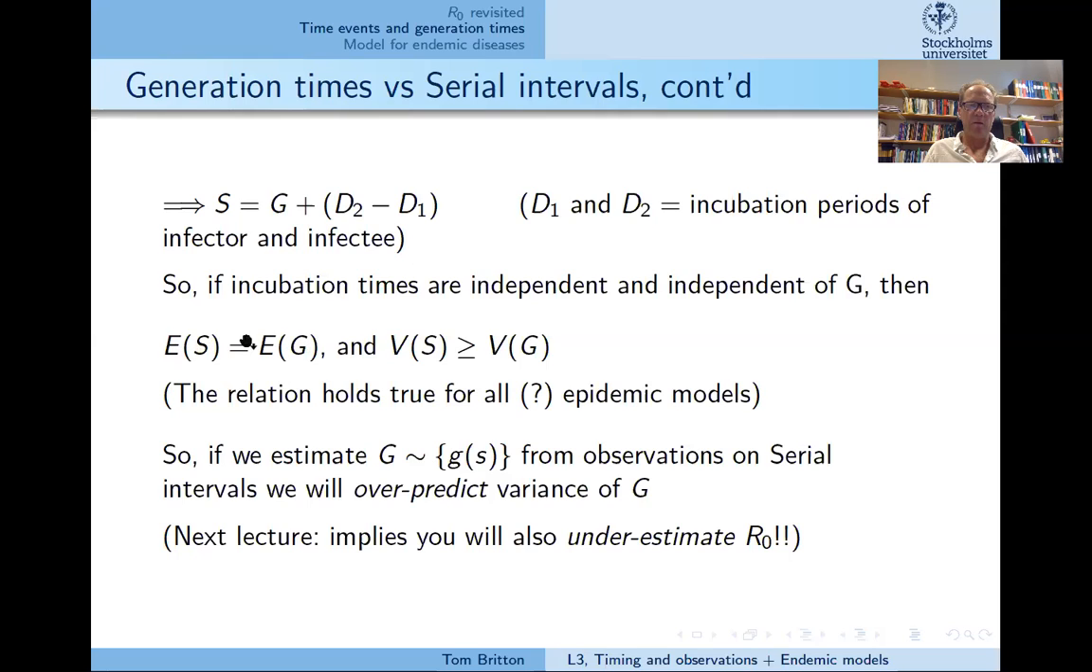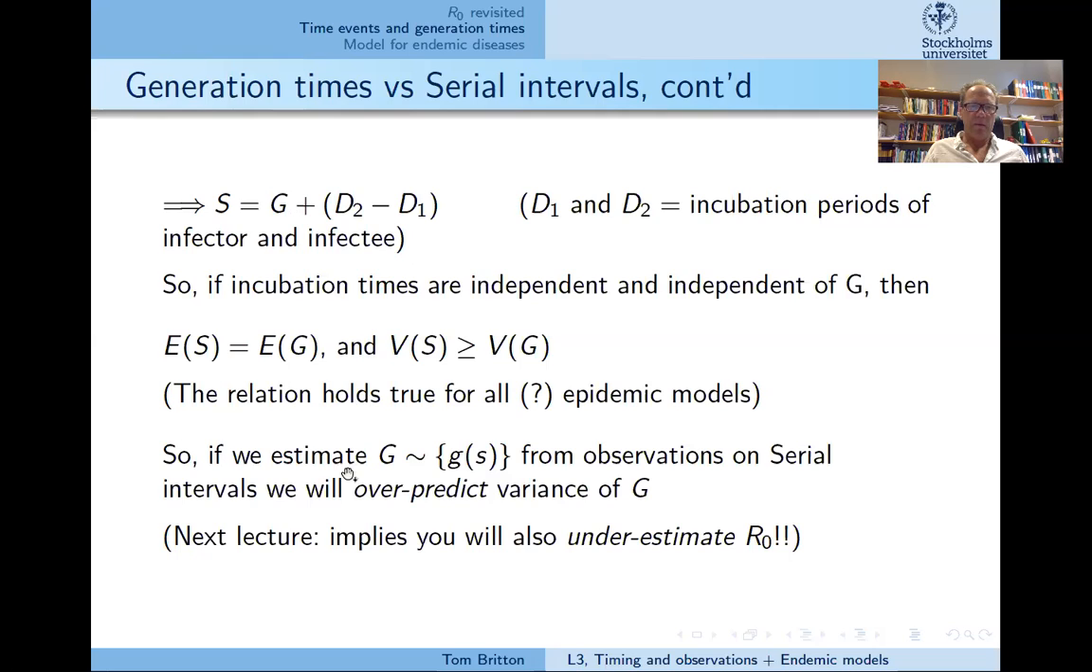E is for expectation. The reason for this is that here we have two incubation periods, and there is no reason to believe that the infector has a shorter or longer incubation period than the infectee. So the mean of this difference is 0, and the two things have the same mean. However, the serial interval is the generation time plus some additional randomness. So the variance, but also the standard deviation, of the serial interval is larger than that of the generation time distribution.